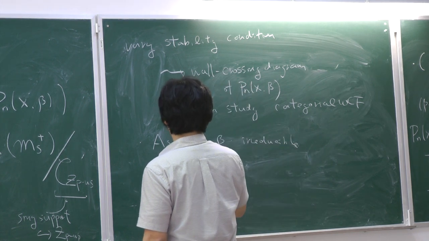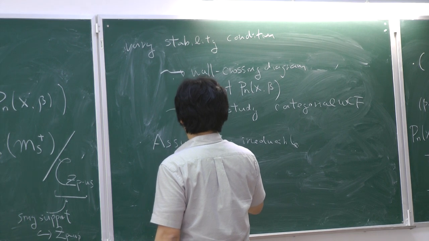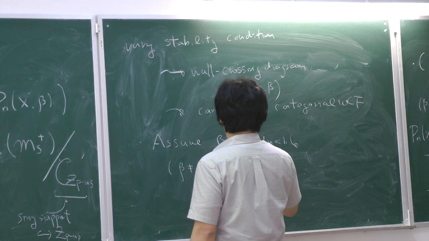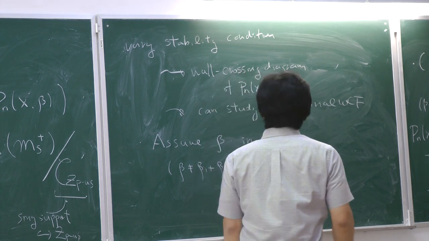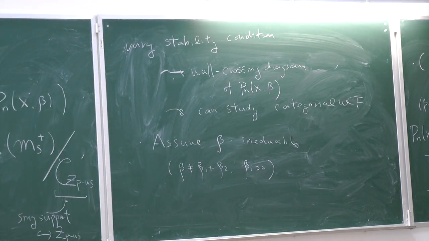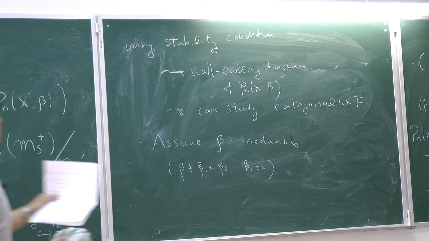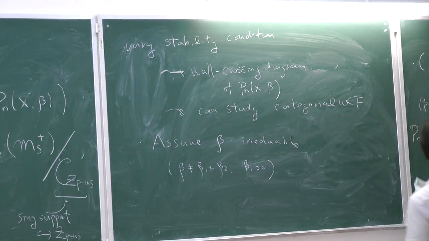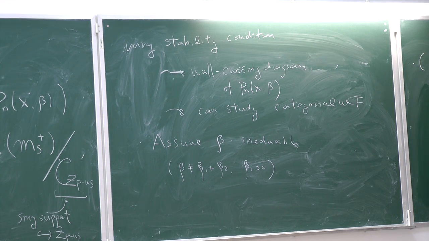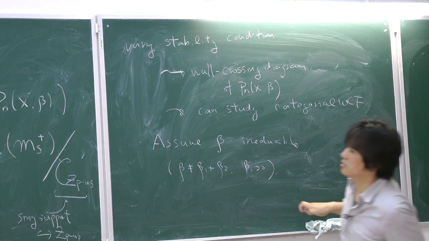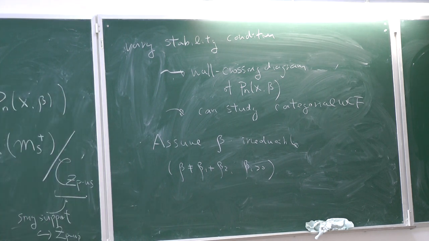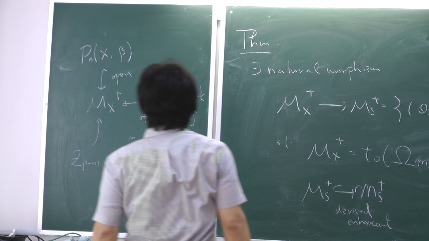So this means that beta is not written as beta 1 plus beta 2, where beta i is positive. So in this case, there is a certain variation of stability condition, such that with one stability condition, I get a moduli space of stable pairs.